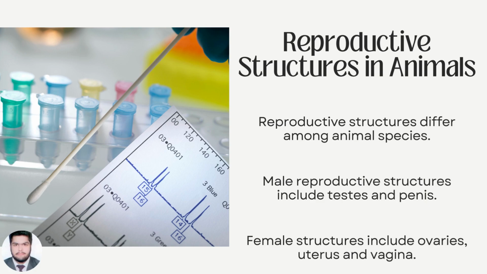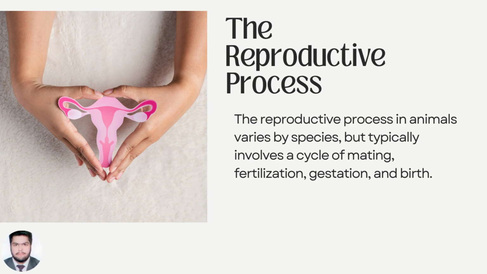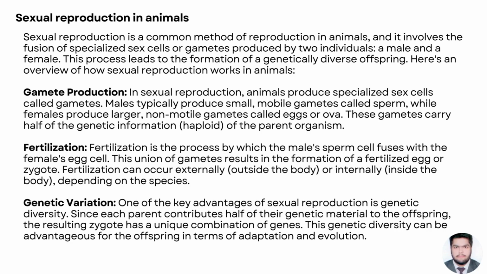Reproductive structures in animals. Reproductive structures differ among animal species. Male reproductive structures include testes and penis. Female structures include ovaries, uterus, and vagina. The reproductive process. The reproductive process in animals varies by species, but typically involves a cycle of mating, fertilization, gestation, and birth.